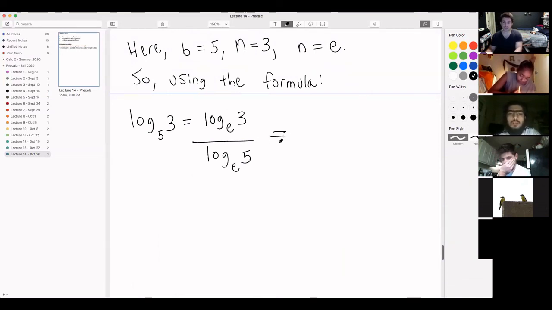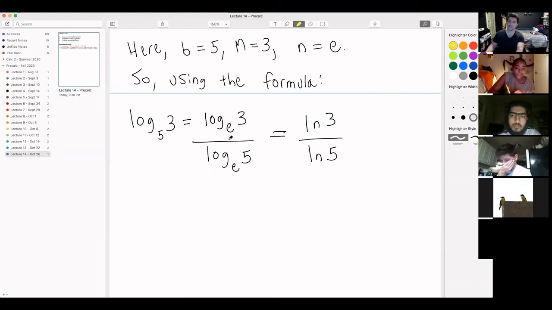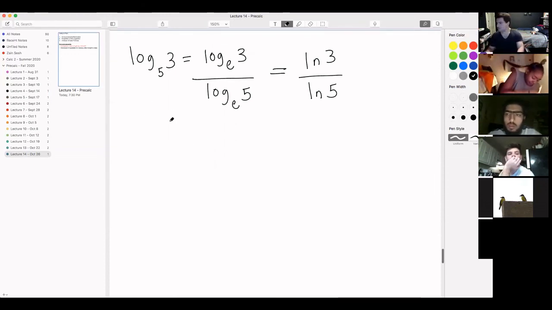However, we do have shorthand notation for log base e. You will very rarely ever see log base e. Remember, we write that as ln. So that'll be ln of 3 divided by ln of 5. It's not wrong to write log base e, but it's just unconventional. So this is the preferred final answer, ln of 3 divided by ln of 5. Good. We're going to do one more where we convert to log base 10, and then we will be finished.